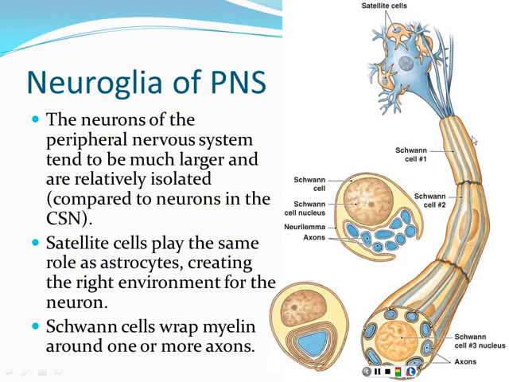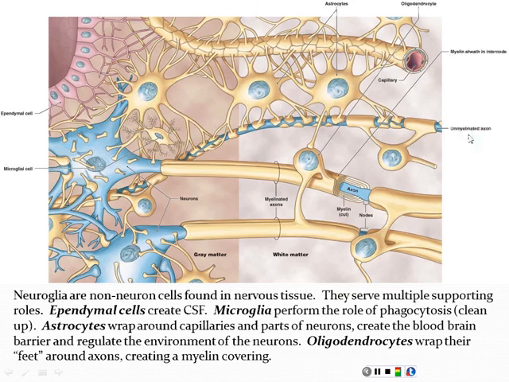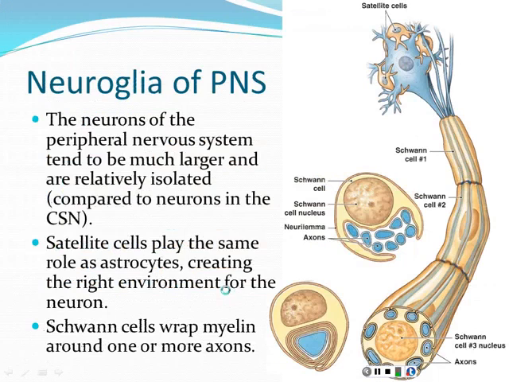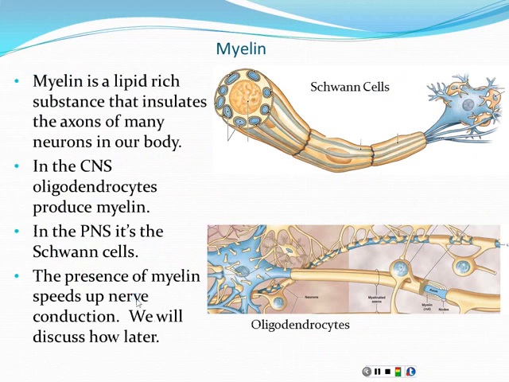So why is myelin important? Why do we have these oligodendrocytes that myelinate in the CNS and Schwann cells that myelinate in the peripheral nervous system? It's because myelination speeds up nerve conduction. And we're going to talk about how that happens, which is called saltatory propagation, next time, because we're not going to get there today. But what is myelin? It's basically fat. It's a lipid-rich substance that insulates the axons from their surrounding environment.